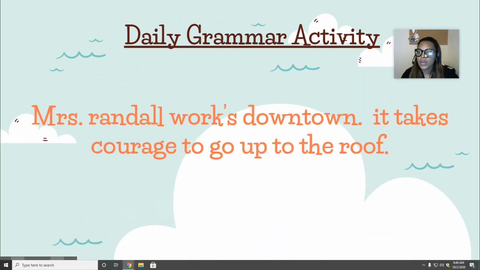Let's do our daily grammar activity. Fix the sentence, warming us up for the features of proper nouns. Mrs. Randall works downtown. It takes courage to go up on the roof. These are two sentences that don't have anything to do with each other, but that's fine. Let's fix Mrs. Randall works downtown.